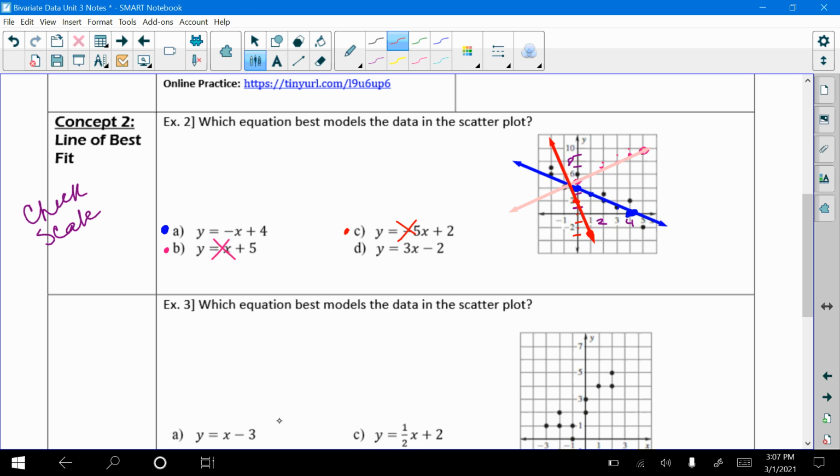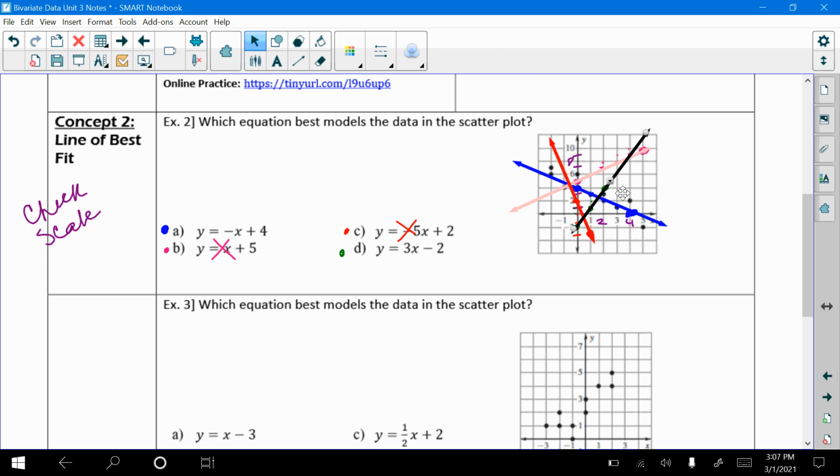And the last one I have is -2. Let's go with green. Down 2, put a dot, and then up 3. 1, 2, 3 over 1. Up 1, 2, 3 over 1. And this one's a positive slope, but originally it looks like it was a negative slope. So I'm thinking that this is a definite no.